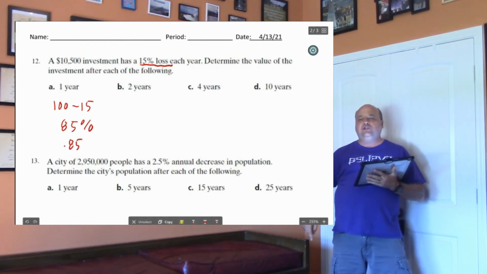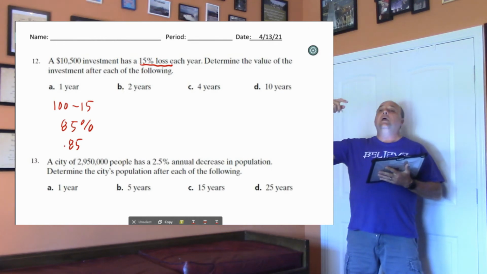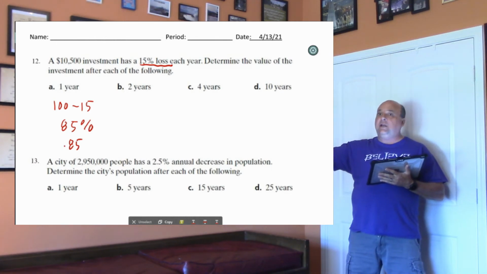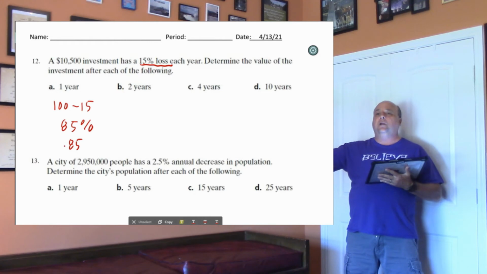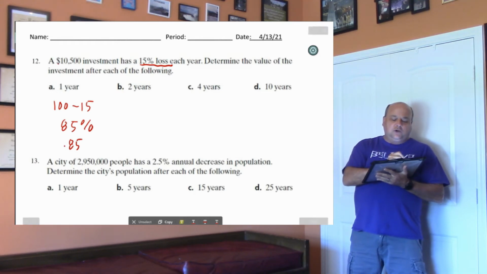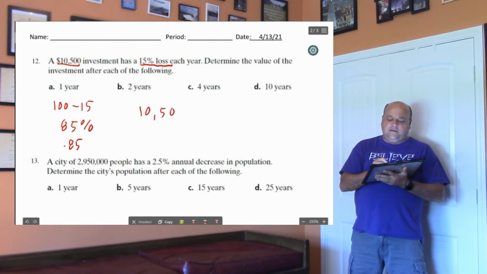Remember, if it's a loss, you subtract 100 minus the percent. If it's an exponential growth, it's 100 plus the percent. And we're going to start with 10,500. So 10,500 parentheses 0.85 to the x power.